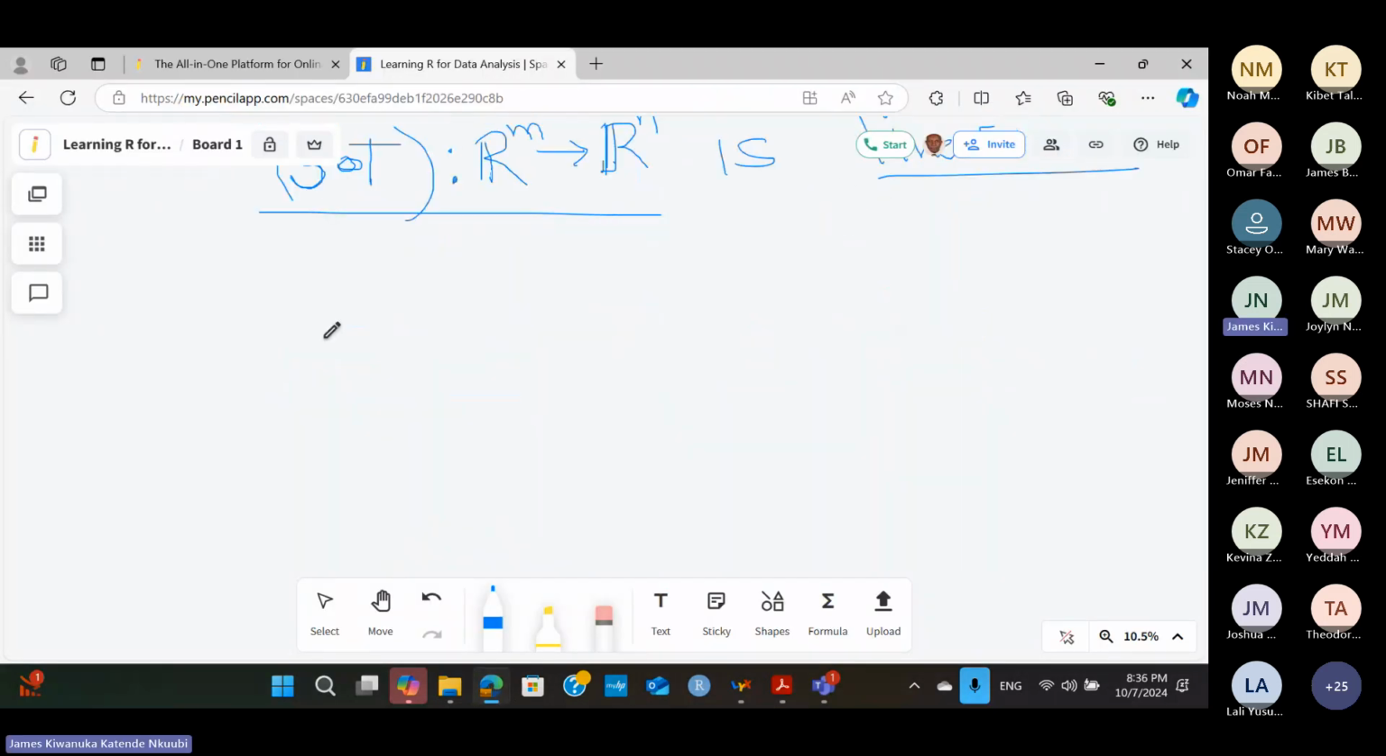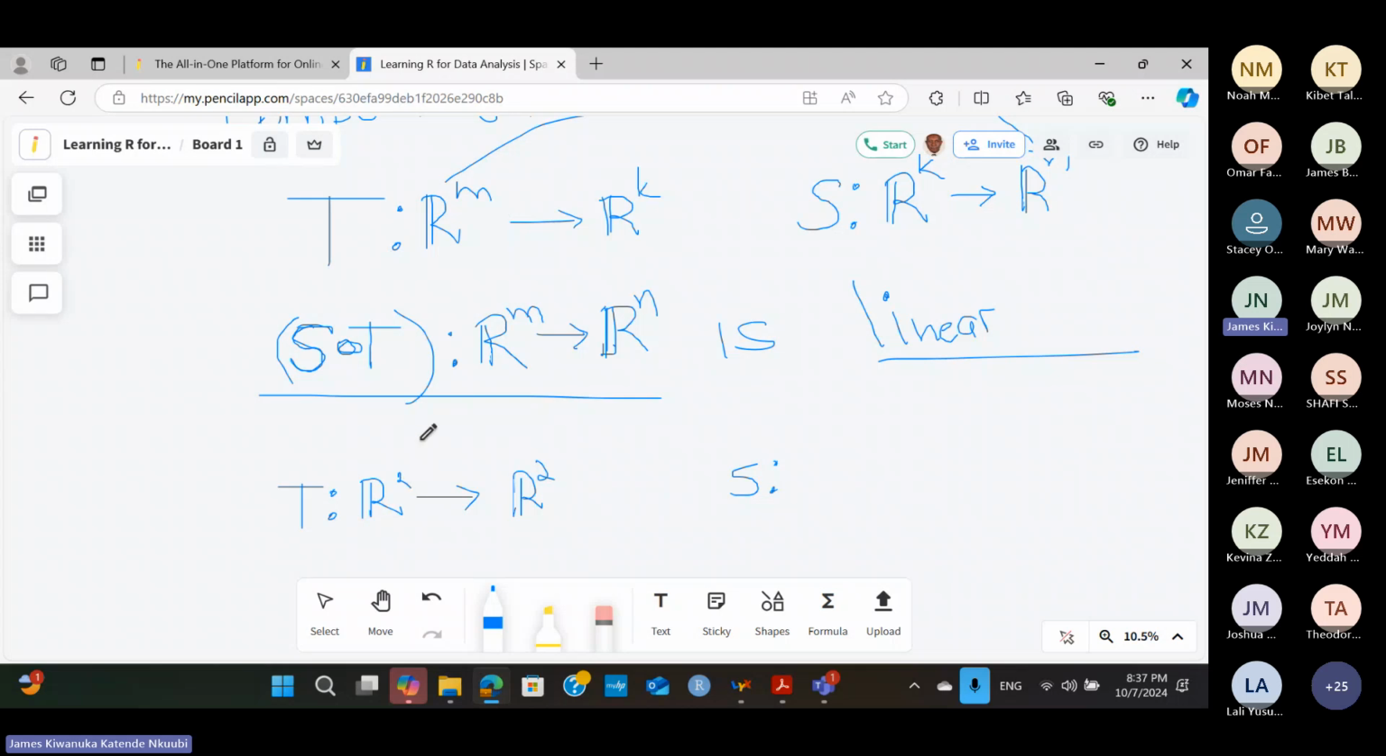So let's try to do that. So we have two maps. The first one is T from R2, which sends vectors to R2 again. Then you have the map S, which picks up now from R2. In this case, M and K are the same. They don't have to be, but we have picked them to be the same for this example. So M and K are both equal to 2. So S will pick from R2 and take us to R3, I think. Yes.